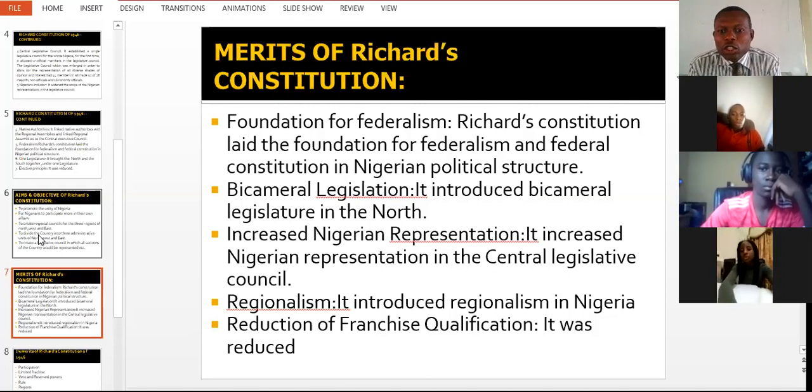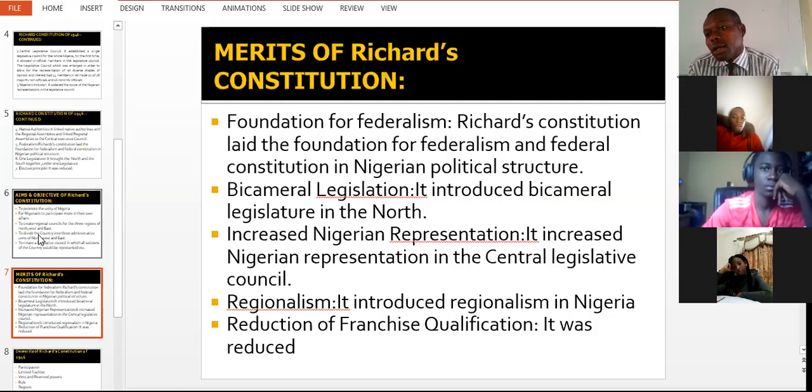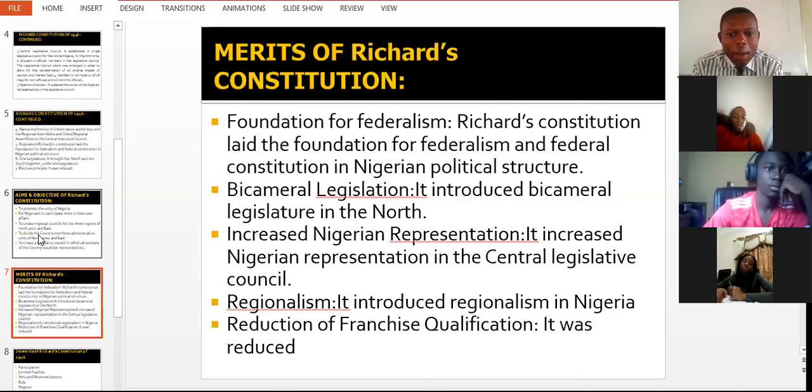Now the next one, regionalism. It introduced regionalism in Nigeria. You know, it split Nigeria into three: North, East, and what? West. West, thank you. Then, another point again, reduction of franchise qualification.